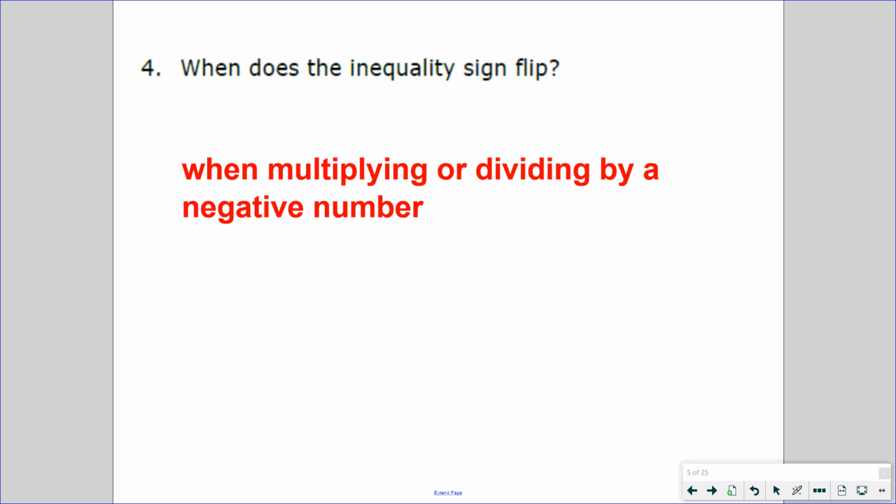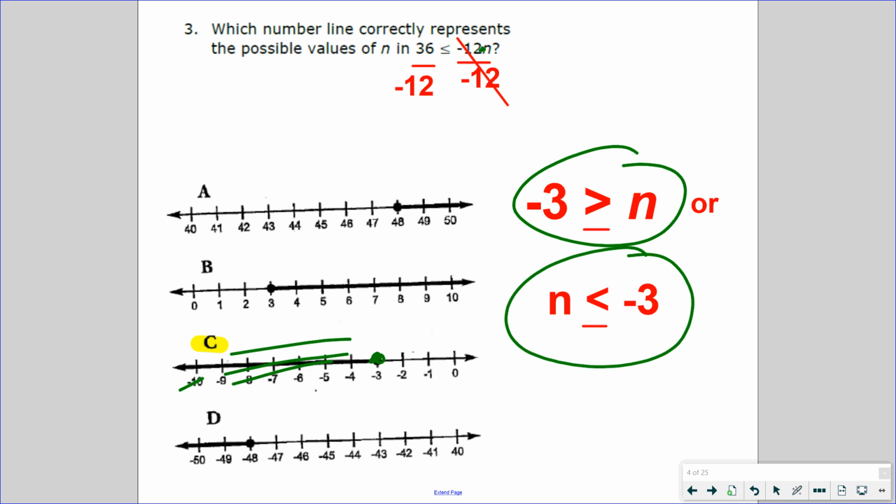When does the inequality flip? When you multiply or divide by a negative number. So in here, as a reminder, you have to flip the inequality. Whenever you multiply or divide by a negative, you have to flip it around. So we flip it around to this. So it could be that one, negative 3 is greater than or equal to n.